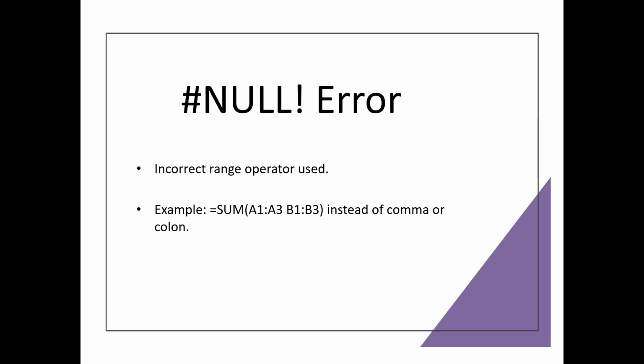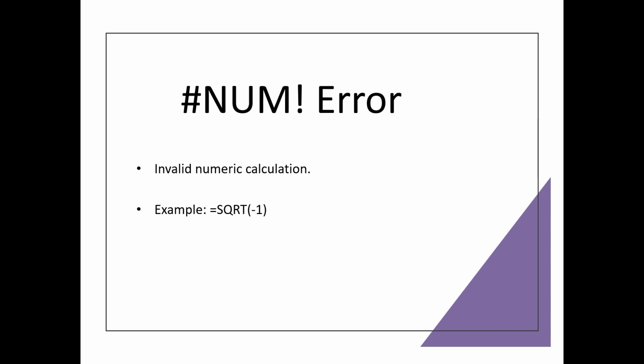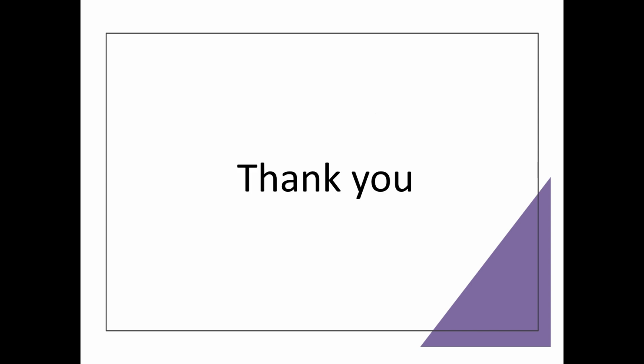And the next one is null errors. Incorrect range operator used. For example, if we take this example, SUM A1 to A3, I forgot to give a comma here. In such cases, you will get null errors. And the next one is numeric errors. When you give invalid numeric calculations like this, square root, if I'm trying to find the square root of minus 1, that's invalid. You will get numeric errors.